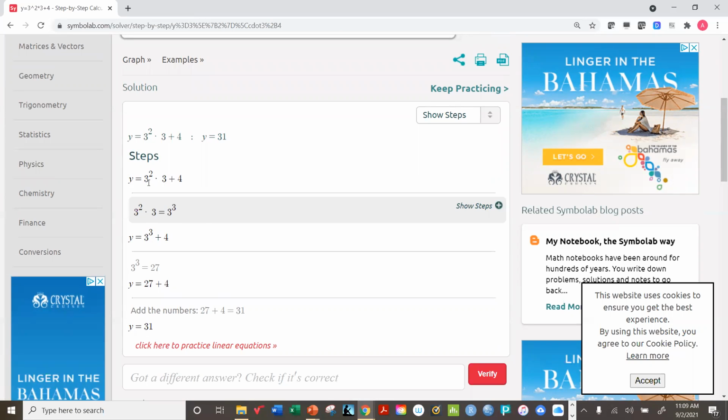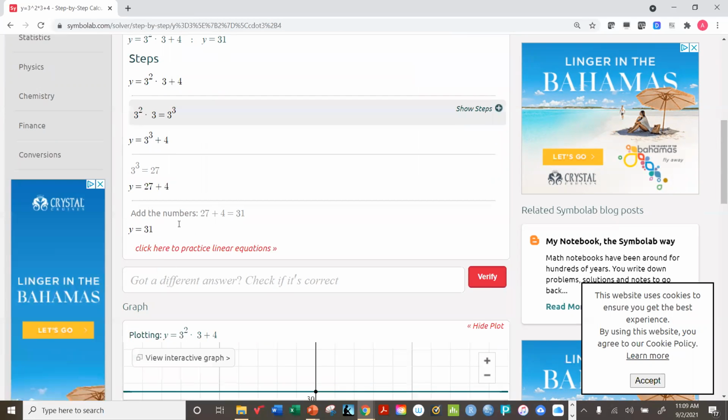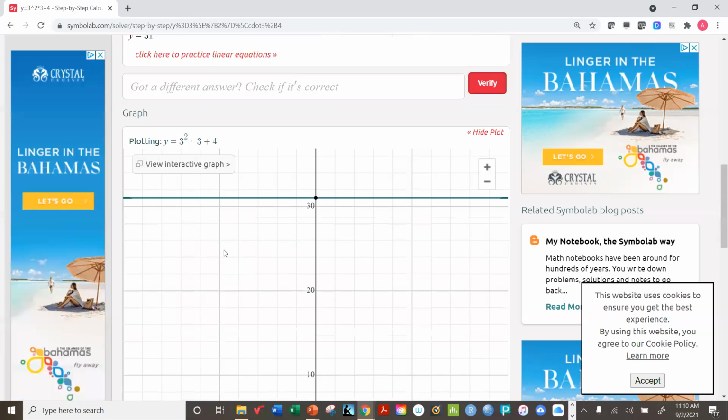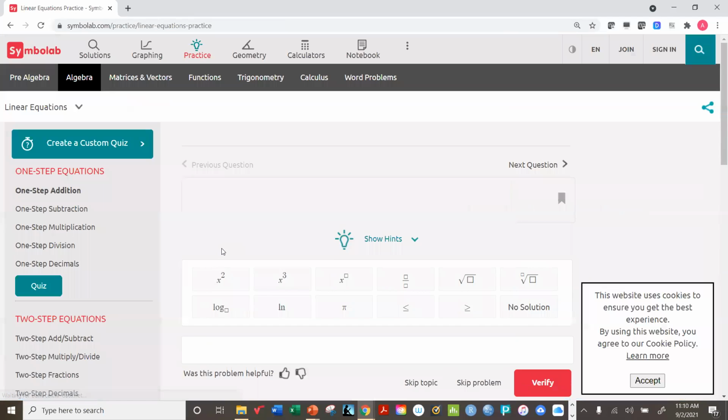Well, what happened? It squared the 3 first. Then it multiplied it by 3. Although they overcomplicated here by writing 3 cubed. But still, you get the idea. 3 squared times 3 means 9 times 3 or 27. Plus 4 brings you to 31. Now it says here, click to practice linear equations. What is that going to get us?